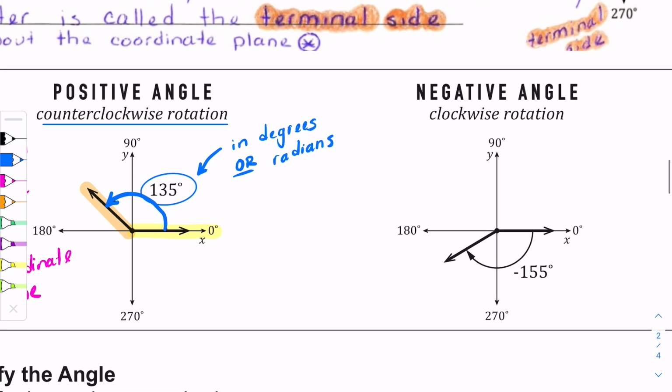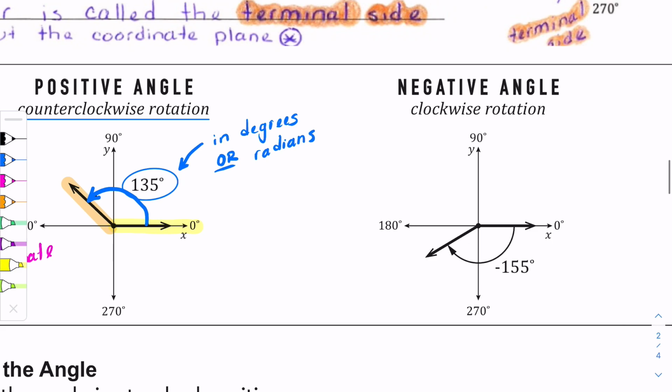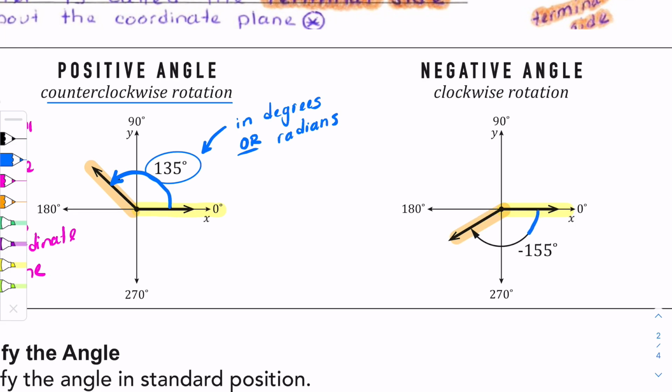On the other side, a negative angle is when you still have your initial side on the positive x-axis, because that never changes, but your terminal side is located when you move clockwise. So think about the way a clock moves. If you are moving clockwise, that means you have a negative angle. And again, that can be in degrees or in radians. So counterclockwise is going to indicate a positive angle, and clockwise indicates a negative angle.